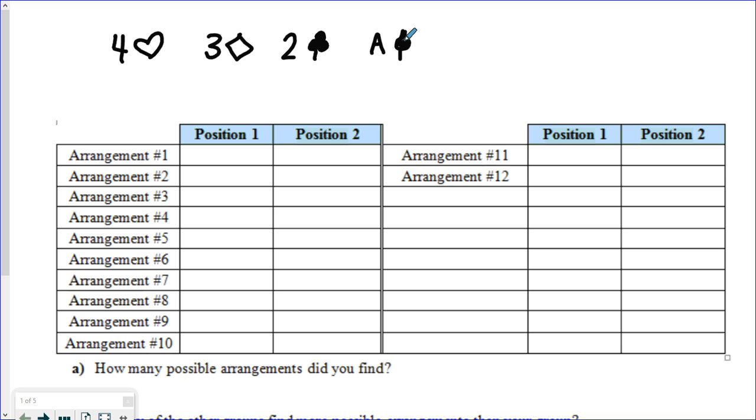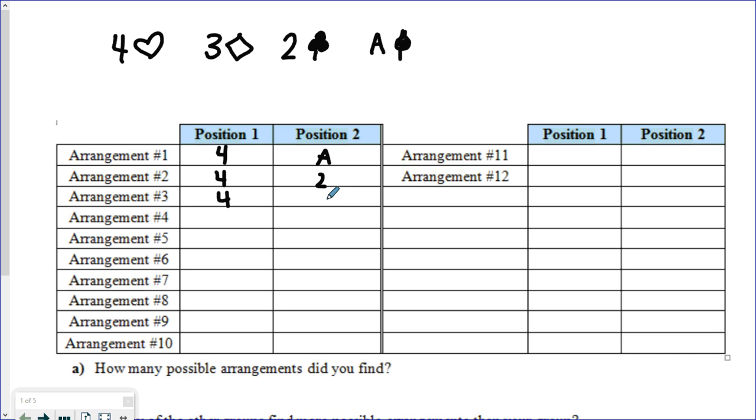So I'll just write out the ones that I picked. The 4 of hearts, the 3 of diamonds, the 2 of clubs, and the ace of spades, all really easy to tell apart. If you're choosing the same number, you might mix something up, or if you're choosing the same suit, who knows, something funky could happen. So in arrangement 1, I could pick my 4 and my ace.